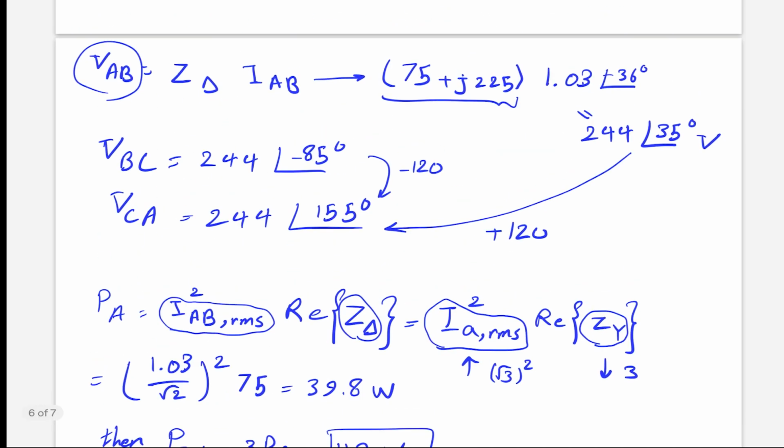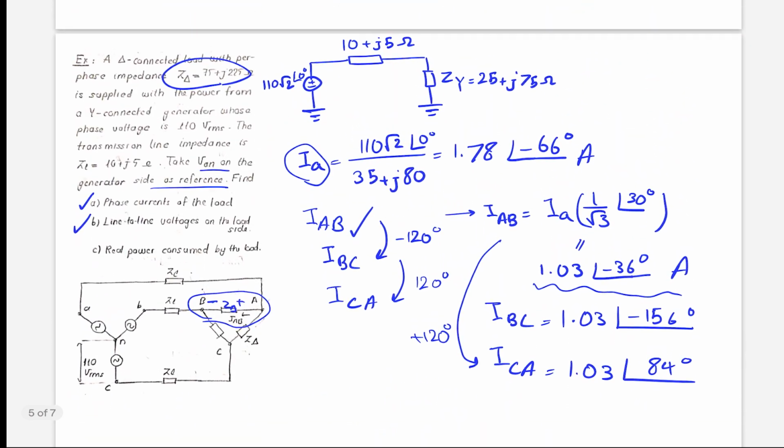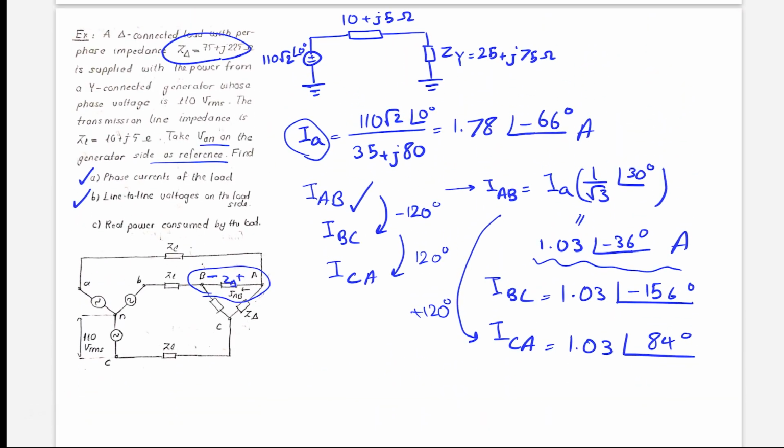This was a good example of showing how to convert the delta load to the Y form and use the per phase analysis to get the phase currents, line-to-line voltages on the load side, and also the real power as well.